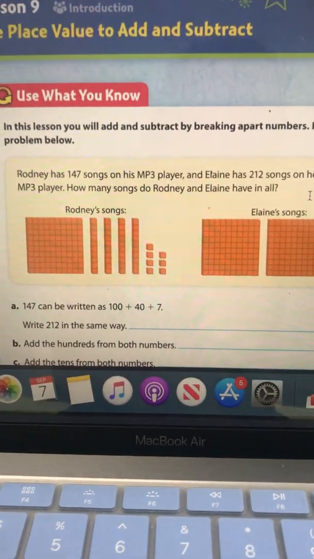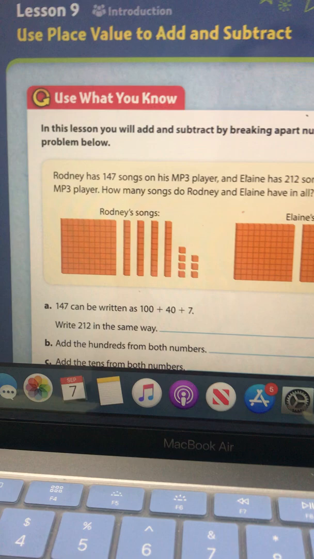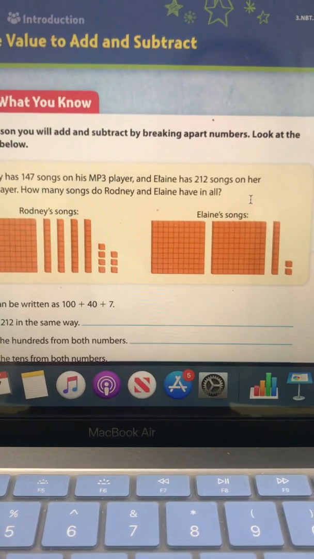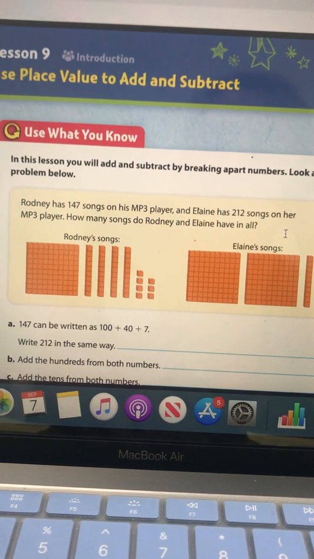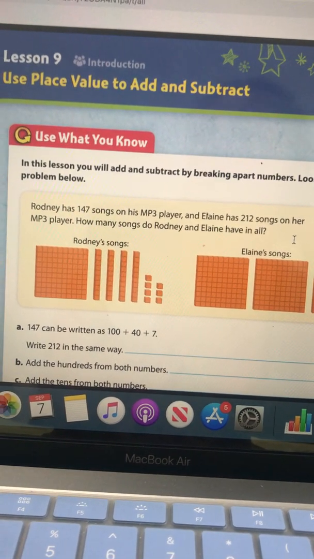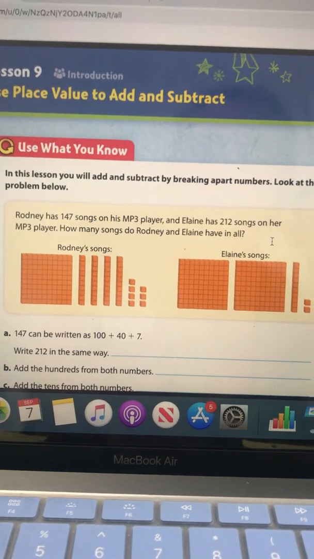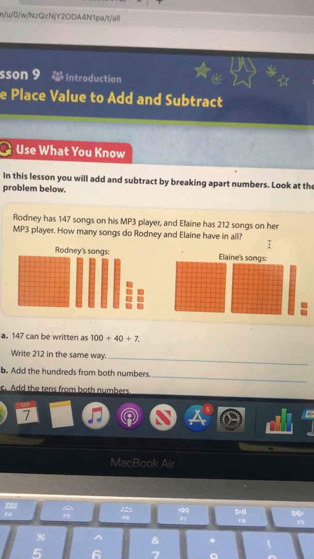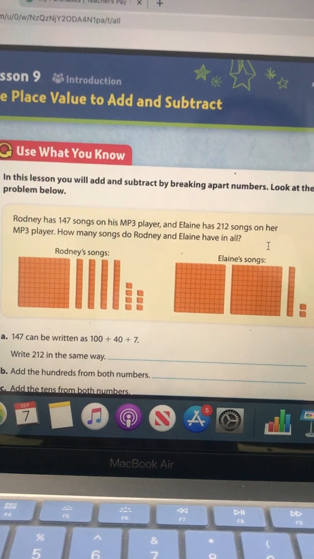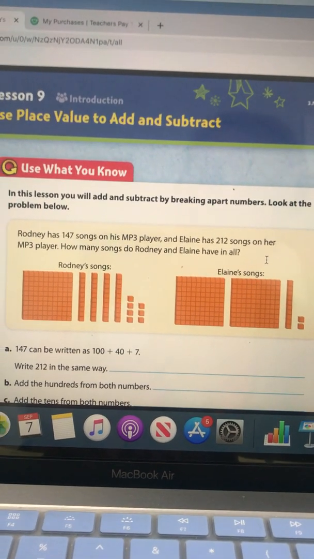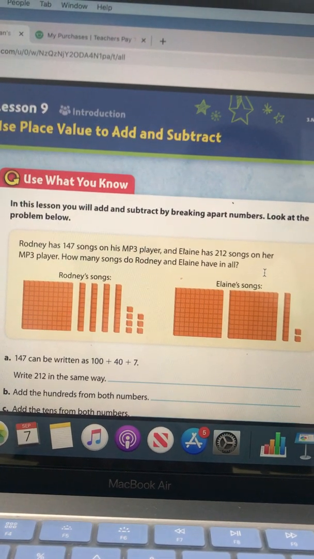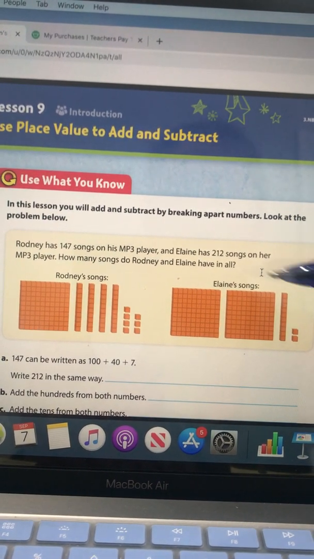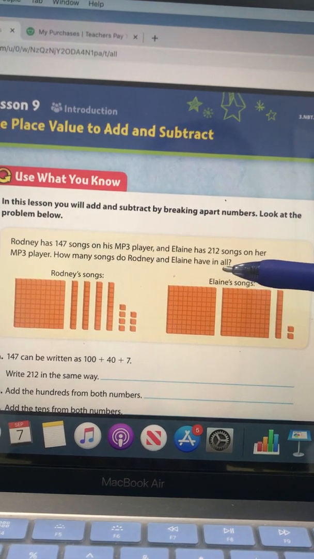We're going to work through these problems together. I'll be going from the screen to my notebook paper as I'm working them out. It says in this lesson you will add and subtract by breaking apart numbers. Look at the problem below. Now we're going to only be working with addition this week and we'll move to subtraction next week. Rodney has 147 songs on his MP3 player, and Elaine has 212 songs on her MP3 player. How many songs do Rodney and Elaine have in all? So your clue word here, of course, is in all.